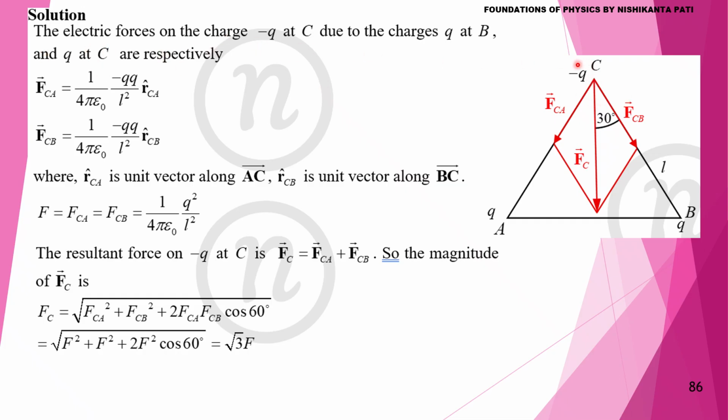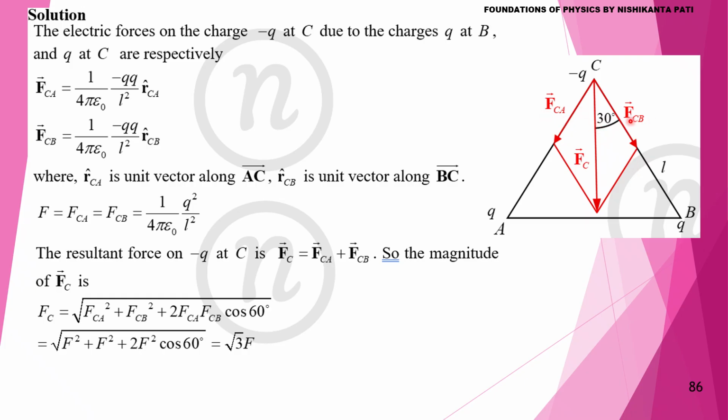The electric force on minus q by q. R cap CA unit vector this way. Since it is negative, the force is opposite to r cap, so the force is now this way. The force on minus q by q is this. R cap CB unit vector this way. The force is negative, so the force is this way.